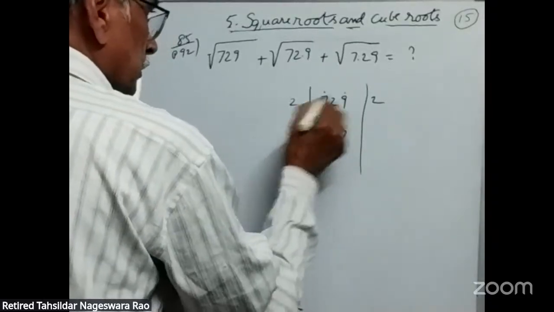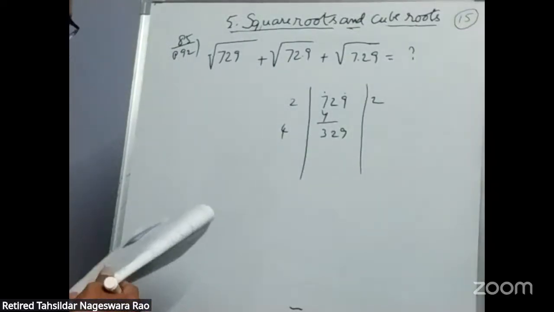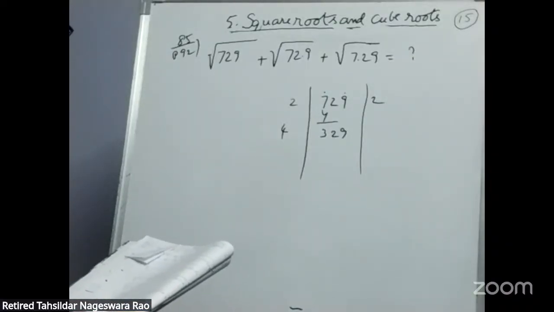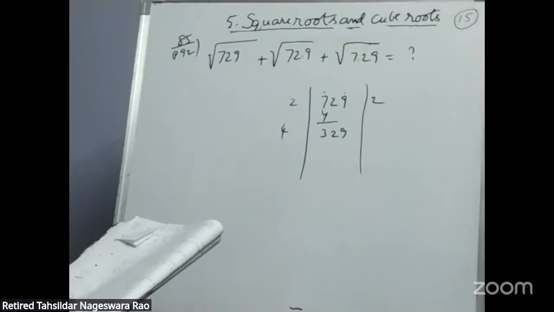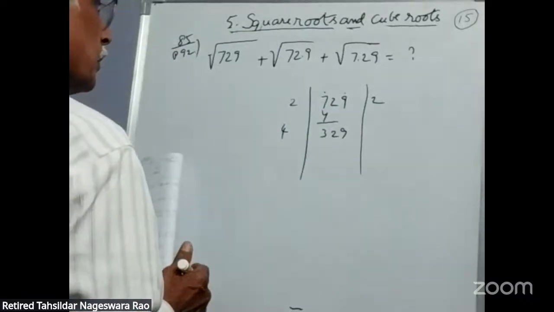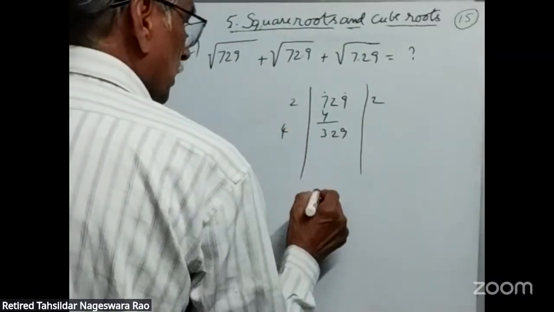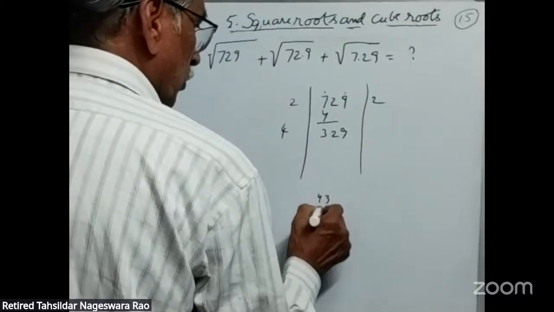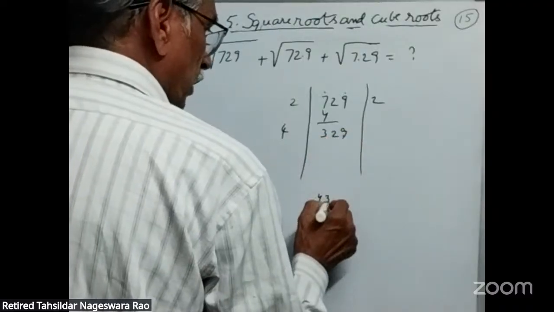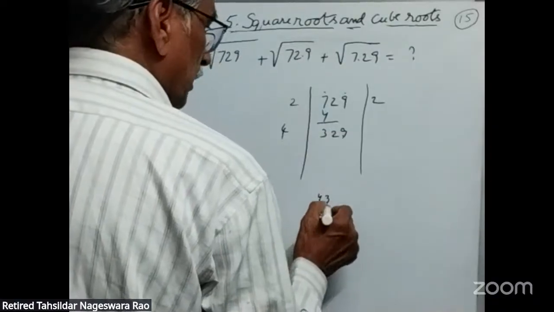You can divide 4. How many times? 7 times. If it is 3, 43 into 3, only 9. But 43 into 3, 23, 340 is 120 and all.